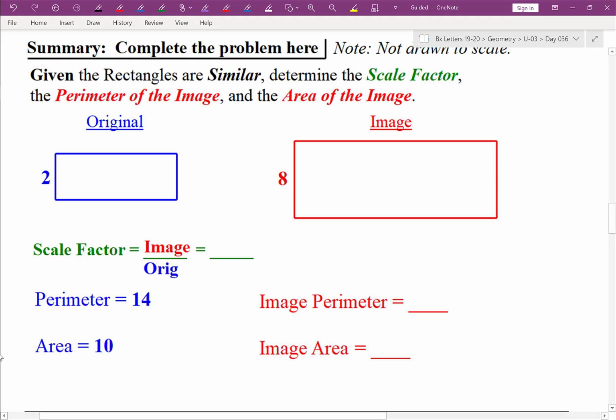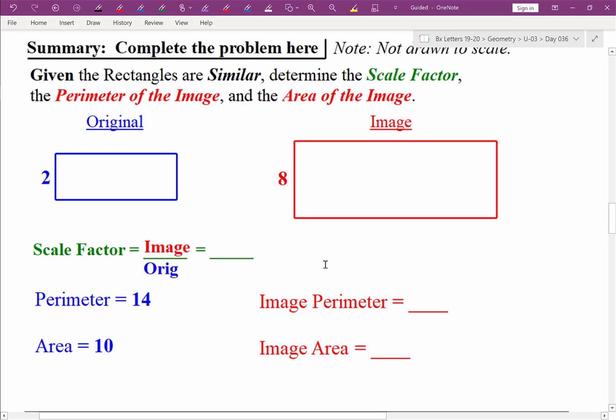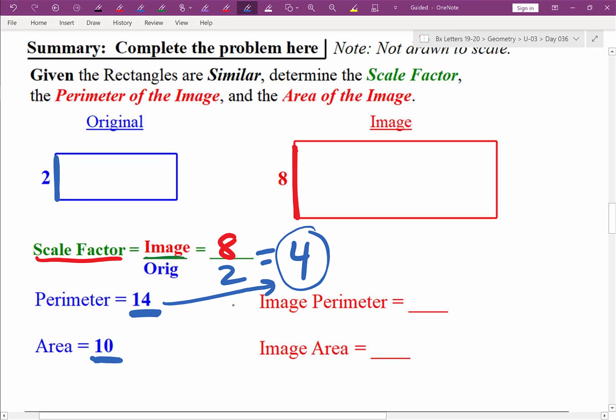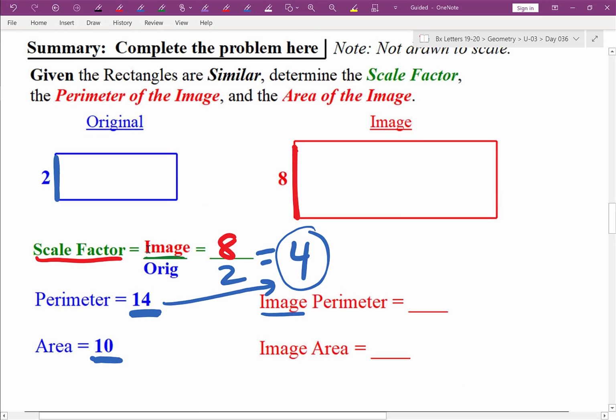So now we want you to apply that to these. We want you to figure out what the image is and what the original is, and then use that to determine the scale factor. So here it's 8 over 2, so my scale factor is 4. I am telling you the perimeter. I am telling you the area. You're supposed to use your scale factor and these to calculate the image. So I'll model it in the summary, and you can try it on the last one and then share it with me.